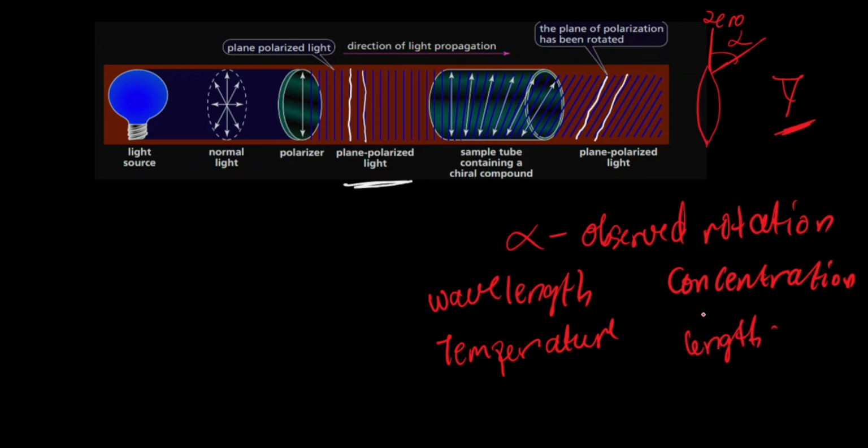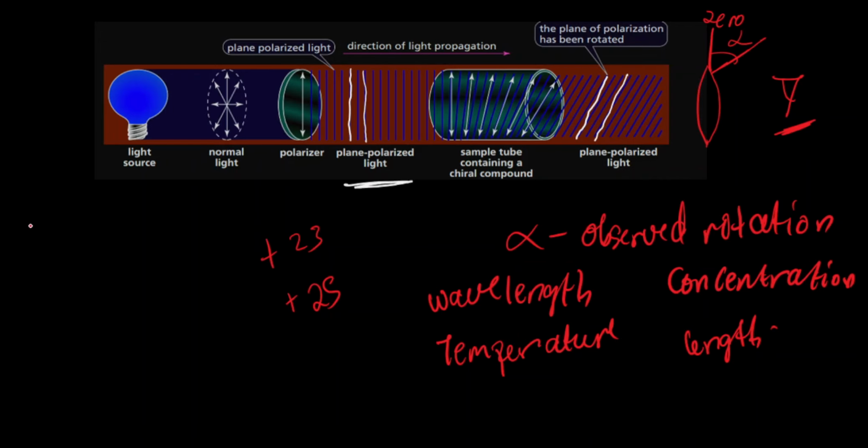So observer A could observe the rotation to be, for instance, positive 23. And observer B, because they are working under different conditions of wavelength, temperature, and concentration, could observe theirs to be, for instance, minus 20 or positive 25, because the observed rotation is affected by all of these factors. Now this brings us to the idea of specific rotation.